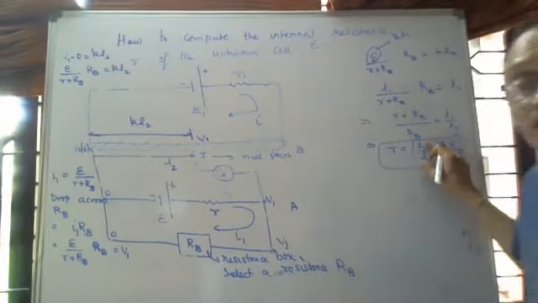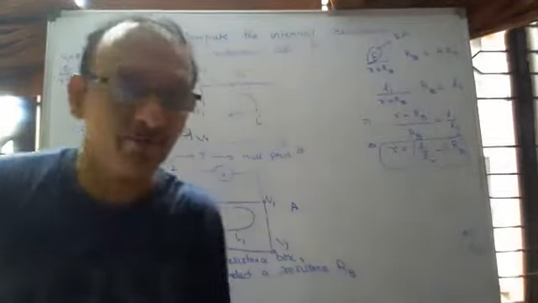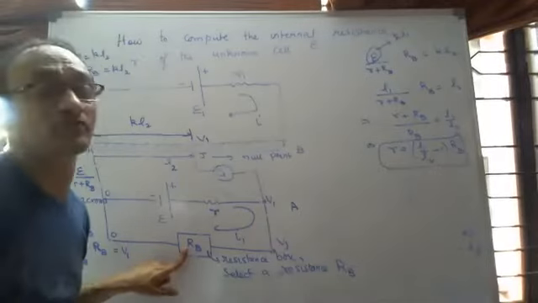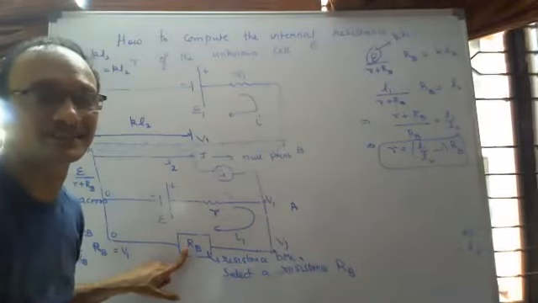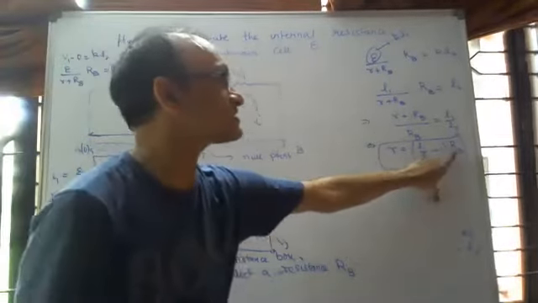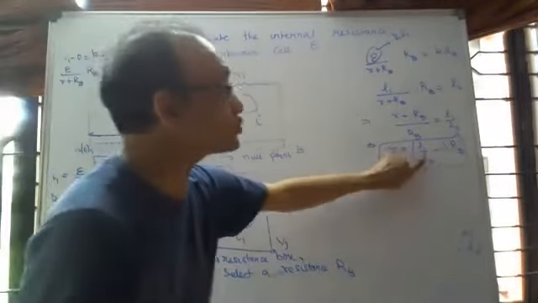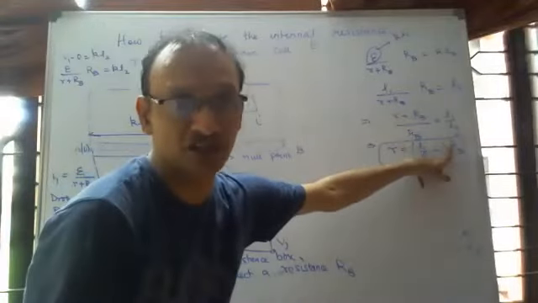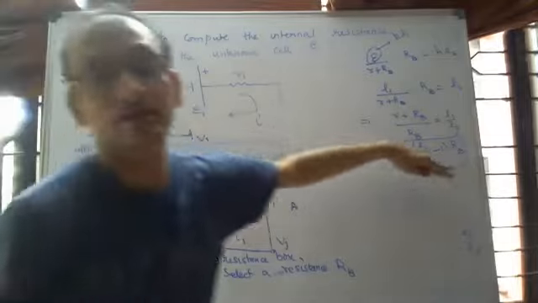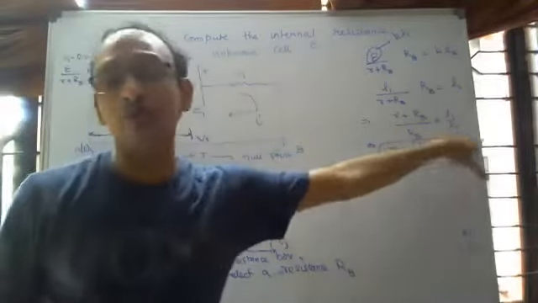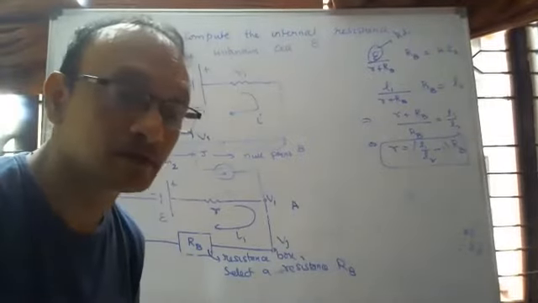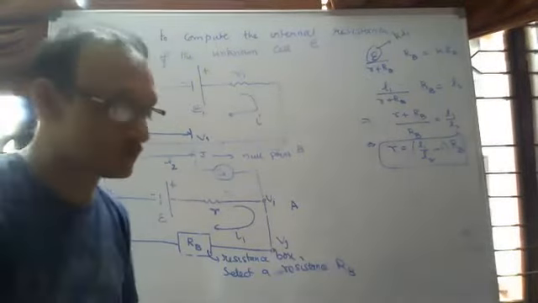L1 is the null point obtained just to get epsilon. L2 is the null point obtained with a resistance RB selected from the resistance box like this. So RB is the resistance selected from the resistance box. L2 is the final null point with the resistance box resistance being in place. L1 without the resistance box, खाली epsilon calculate करने के लिए. That's how you compute the internal resistance of the cell.